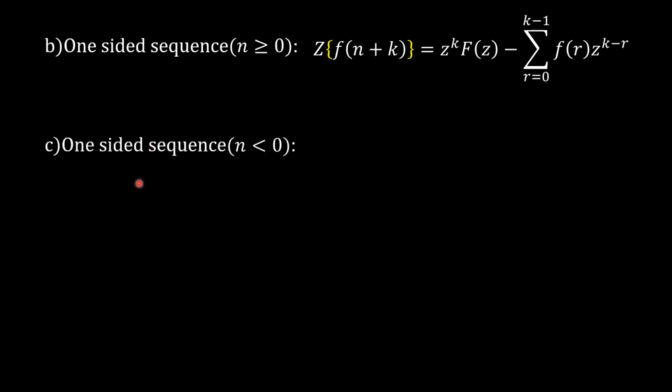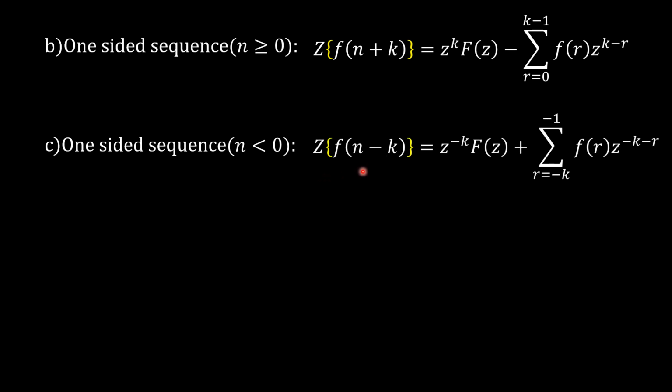Now, for a one-sided sequence for n less than 0, the Z transform of f of n minus k, the right shift property, is given by z raised to minus k F of z plus summation r from minus k to minus 1 f of r z raised to minus k minus r. So this is for one-sided sequences for n greater than or equal to 0 and for n less than 0.